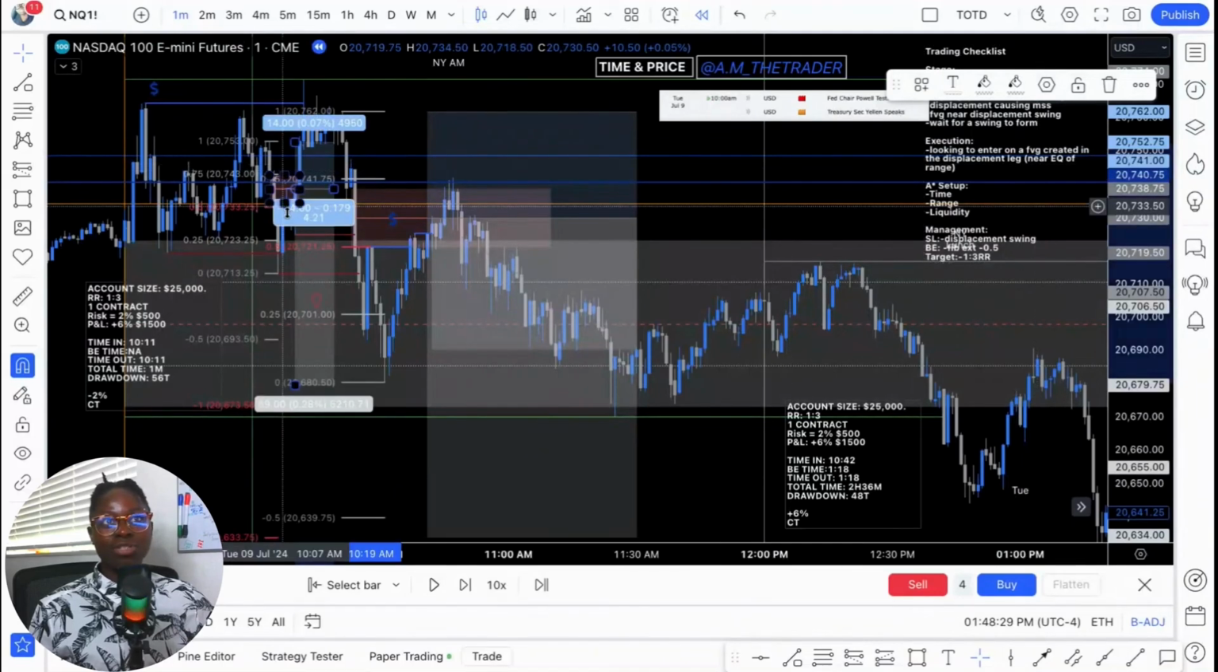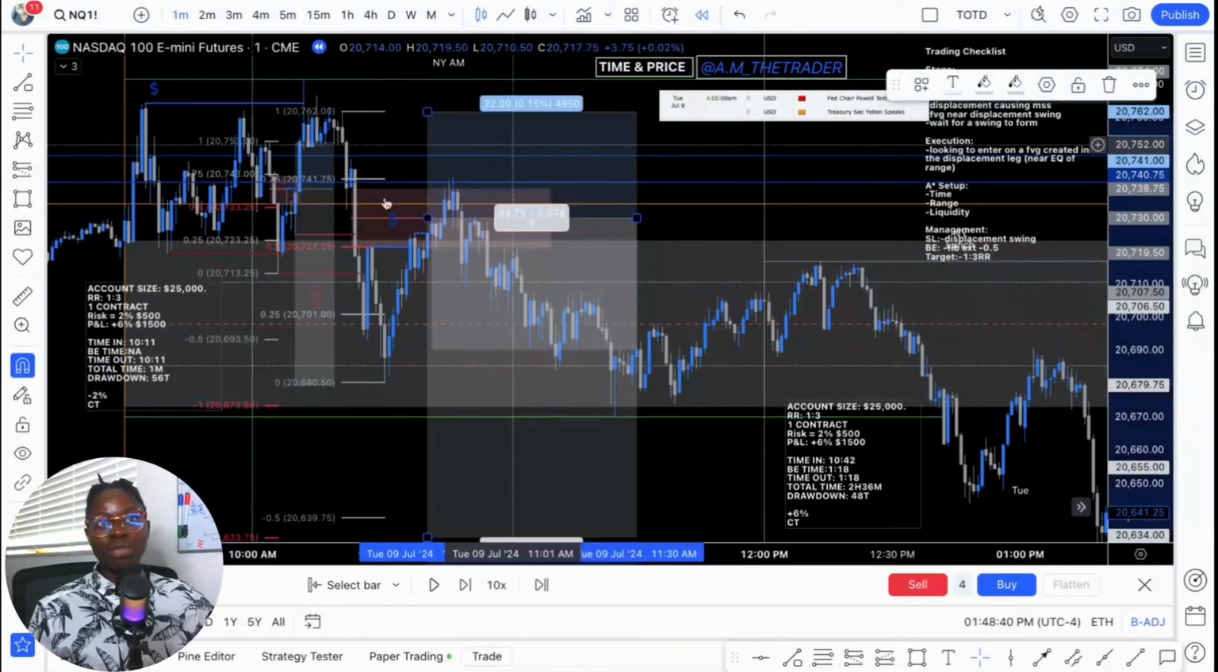Okay, so this entry was prior to 1010, so we'll wait for 1010 to come, and after 1010 you would have been tagged at the consequent encroachment of the CB, which is also where the liquidity was as well. Okay, you would have been tagged in this trade at 10:11. You don't get to break even. You're taken out at the same time for a total time of 1 minute in this trade.